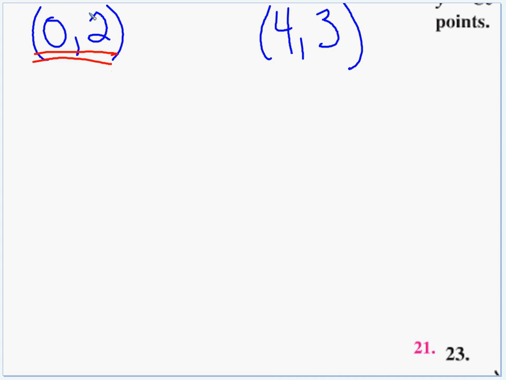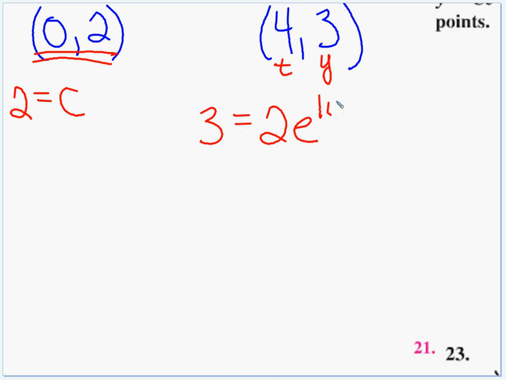When we solve it, c is just going to equal 2, because if we do y equals c e to the k times t, at t = 0, k times 0 is 0, e to the 0 is 1, so c is equal to 2. So we've got c equal to 2, and we've got another point for our t and y. So y equals c e to the k times t, which will be 4k. All right, let's get the e by itself, divide by 2. 3 halves, I'll leave it as a fraction.